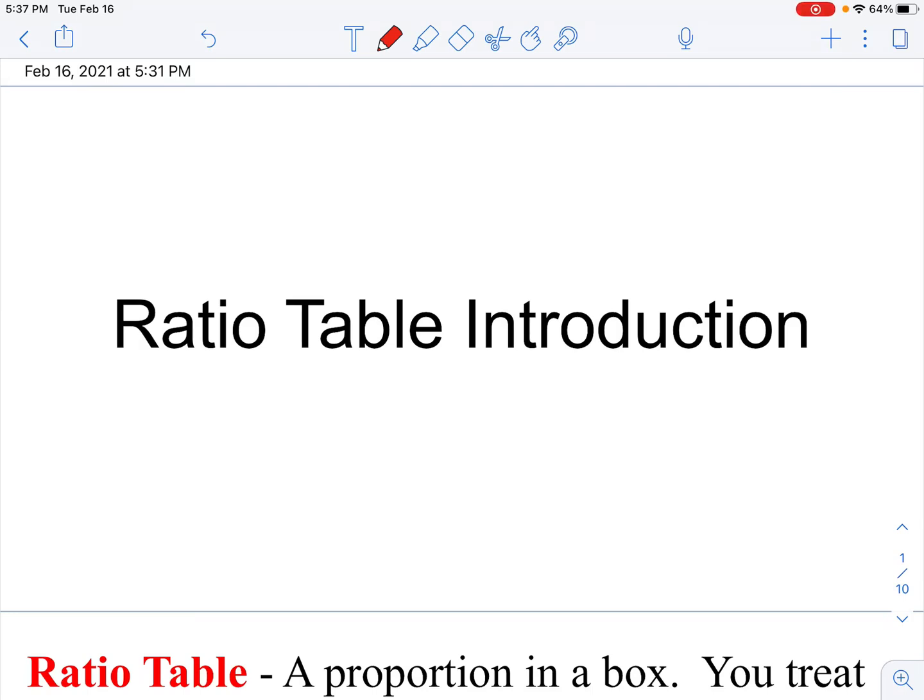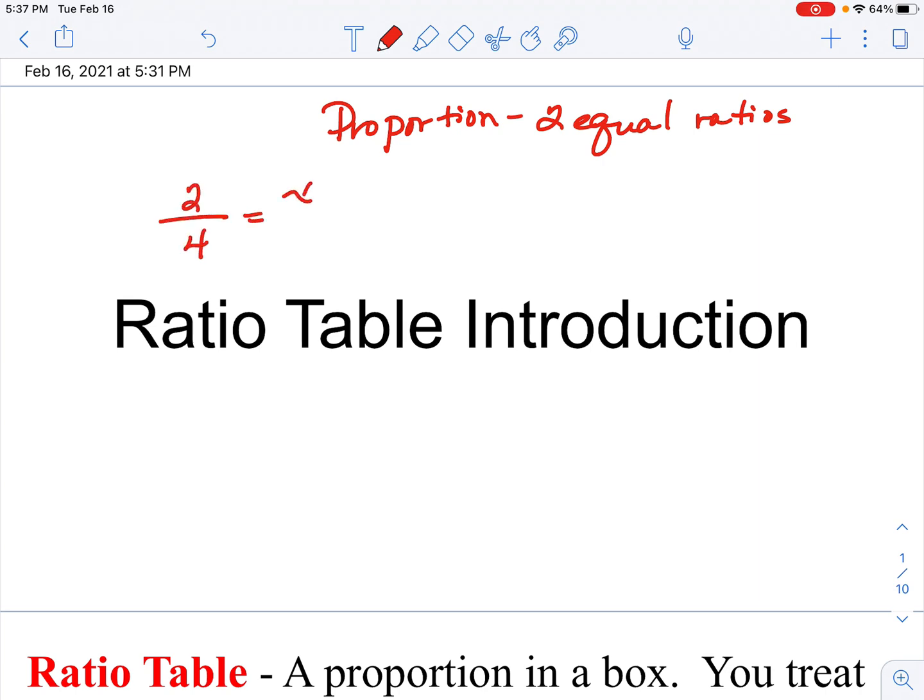Okay, today we are going to start with ratio tables, and ratio tables is just another format for writing proportions. Remember, a proportion is two equal ratios, and we've already seen that I can write like 2 to 4 equals x over 8, which is the way we like to see a proportion written. It's easy for us to handle.